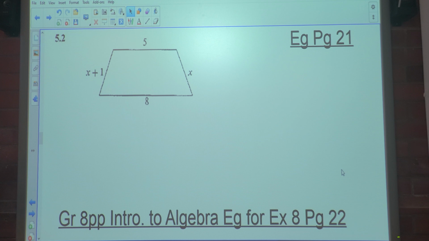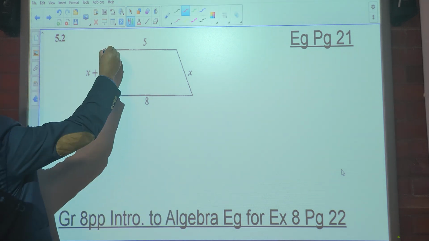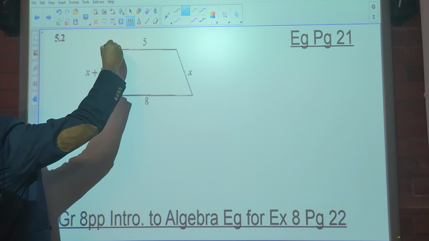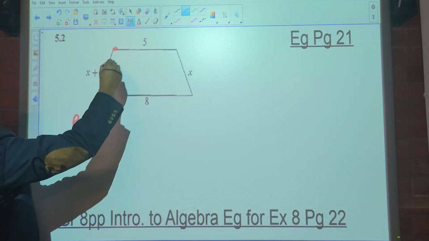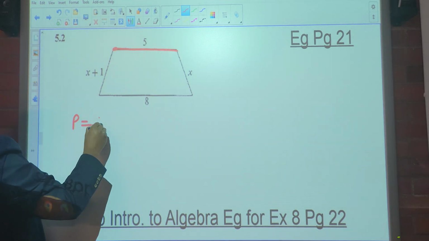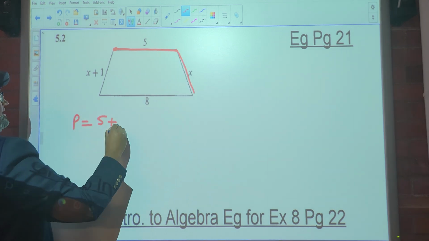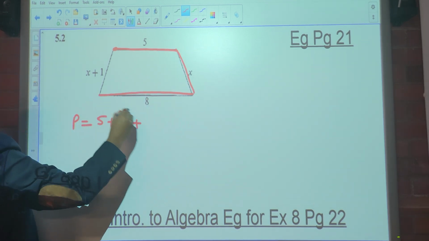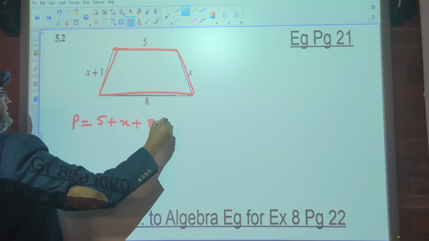Right, 5.2. Again, the question is to calculate the perimeter. The perimeter is going to be the sum of the lengths on the outside, not the inside of the figure. So it's going to be 5 plus x plus 8 plus x plus 1.